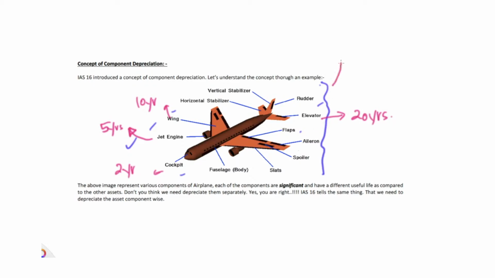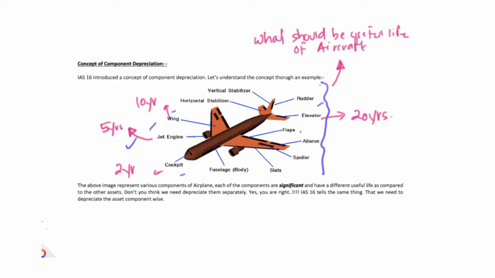Now, my question to you, what should be the useful life of the aircraft? Aircraft is a composition of all of these components, right? Now, my question is simple to you. What should be the useful life of aircraft?